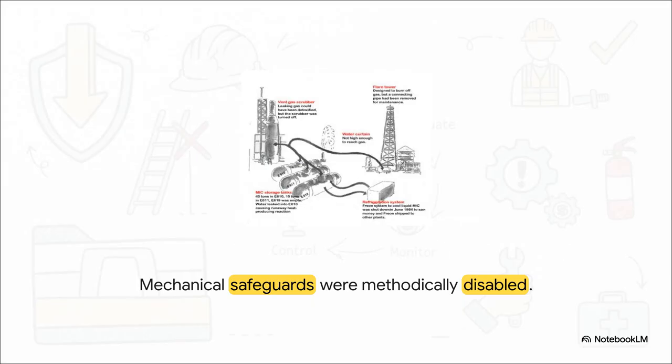When we look at the mechanical layout of the facility, the catastrophic failure becomes crystal clear. Almost none of the safety systems designed to contain a leak were actually operational. For instance, the flare tower's connecting pipe, which was designed to burn off leaking gas, had just been removed for maintenance. The refrigeration system designed to keep the liquid MIC cool was completely shut down to save a bit of money on Freon. Even the vent gas scrubbers were turned off. Basically, the mechanical safeguards were methodically disabled.